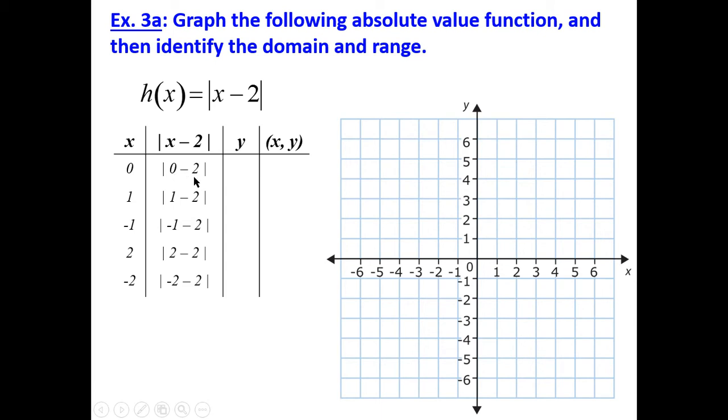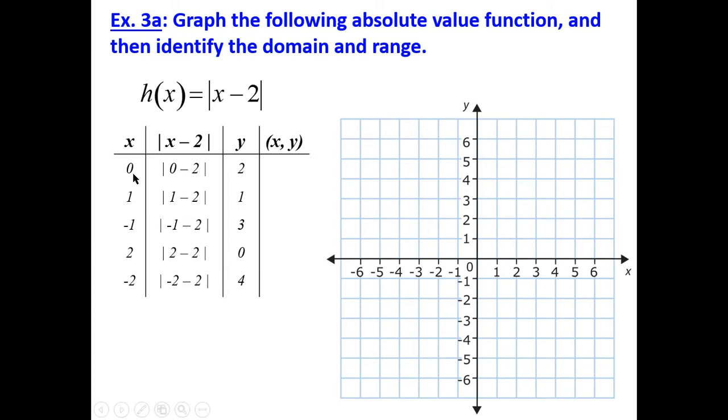So 0 minus 2 is -2. The absolute value of -2 is 2. 1 minus 2 is -1. The absolute value of -1 is 1. -1 minus 2 is -3. The absolute value of -3 is positive 3. 2 minus 2 is 0. The absolute value of 0 is 0. And -2 minus 2 is -4. The absolute value of -4 is positive 4.